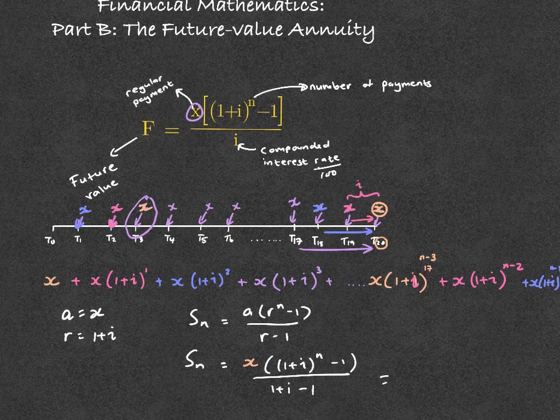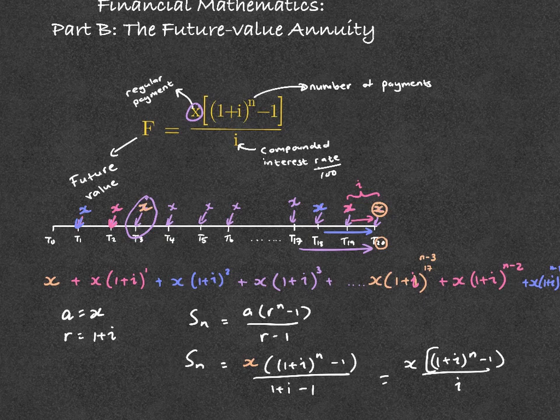What happens if you simplify that? You get x times 1 plus i to the power of n minus 1, and the 1 minus 1 is 0, so over i. Isn't that just too beautiful? And that's, of course, the same as that, right? You've got the sum of all the terms, so that will be the future value, equal to the regular installment you're going to make, and i is the interest rate, 1 plus i compounded for each of those periods, and n is the number of periods, and over i, of course, the interest rate.